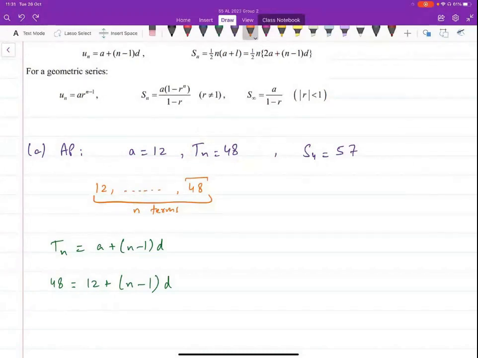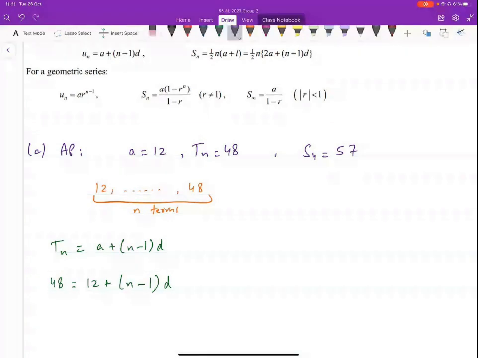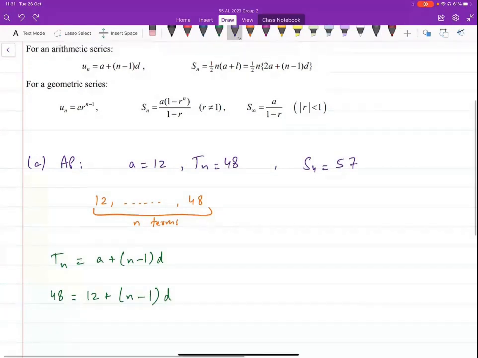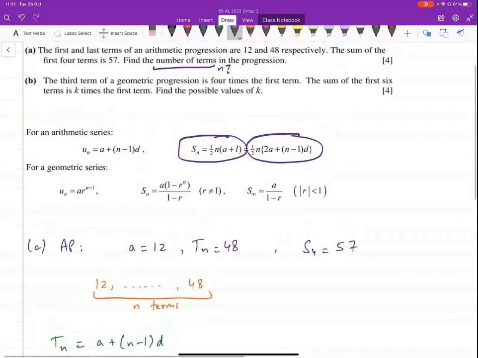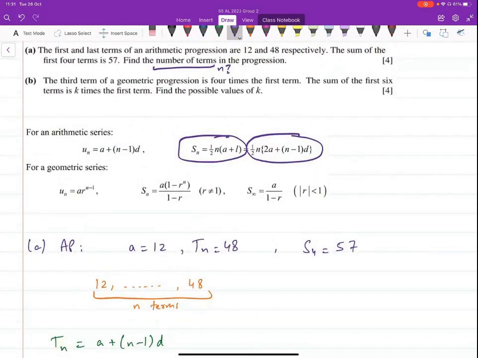We have another piece of information given as well, and that is that the sum of the first 4 terms of the sequence is 57. Now, which one of these two formulas should we be using? Should we be using this formula or should we be using this formula? Anyone? Do we have the last term given? The one with the first and last term, or without? Yes?